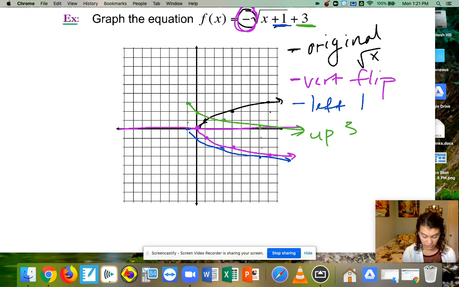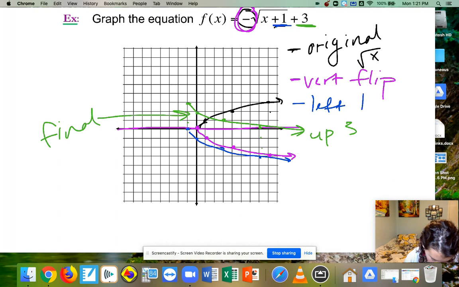So make sure you label it somehow so you know what that is. This is your final answer. You could also erase all the rest if you wanted to, but I like to do it in stages like that. So kind of follow order of operations, do each step at a time.